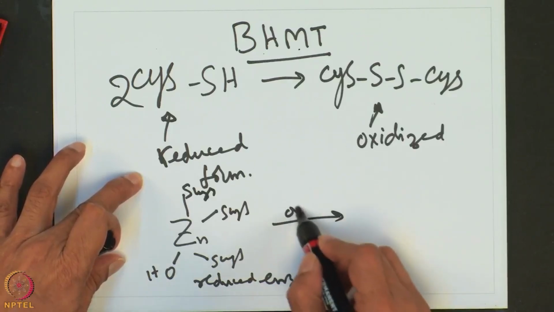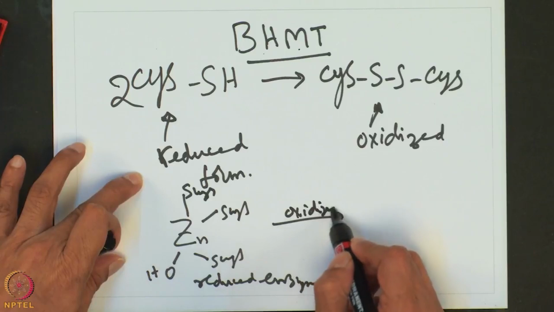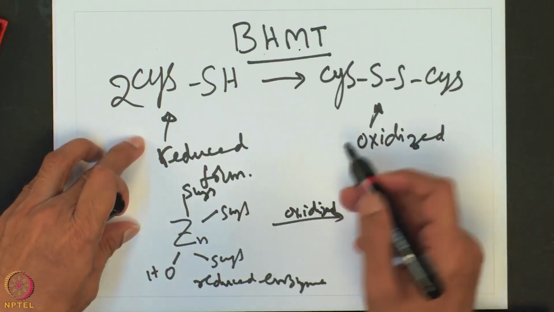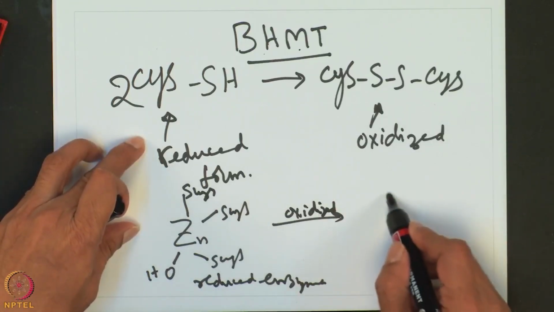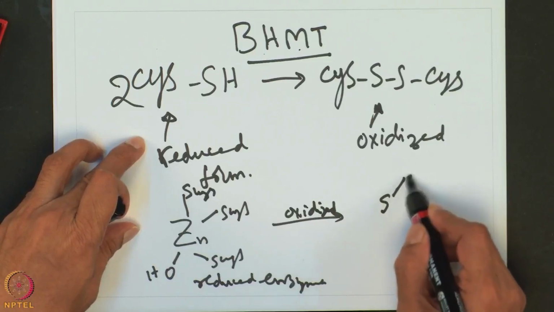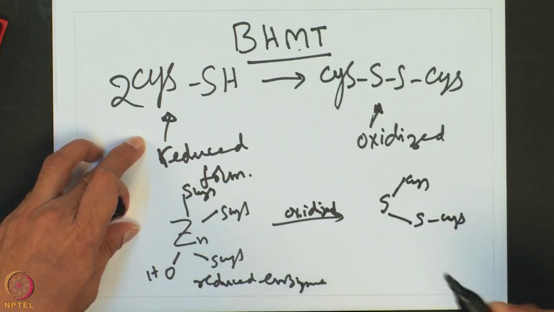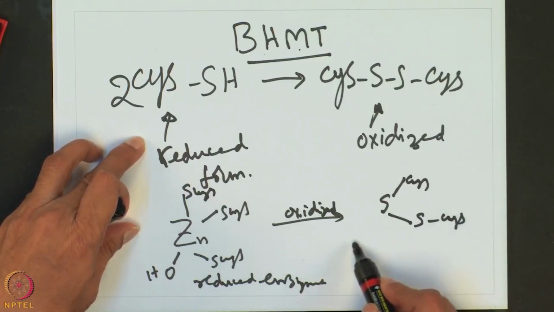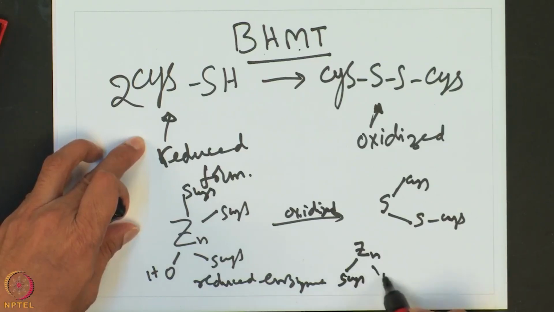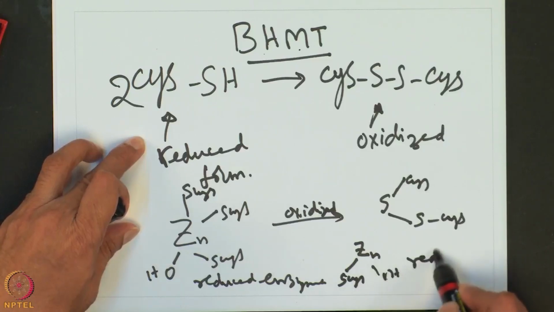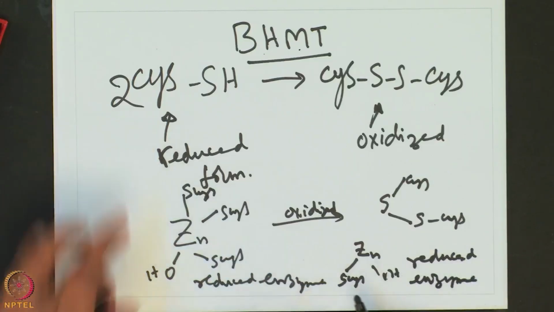and in the oxidized enzyme, the zinc will move away, and one S cysteine and the other S cysteine will form a disulfide bond, and this moves out from here, okay, and this is S cysteine and OH. So, this is the reduced enzyme, the other one is the oxidized enzyme.